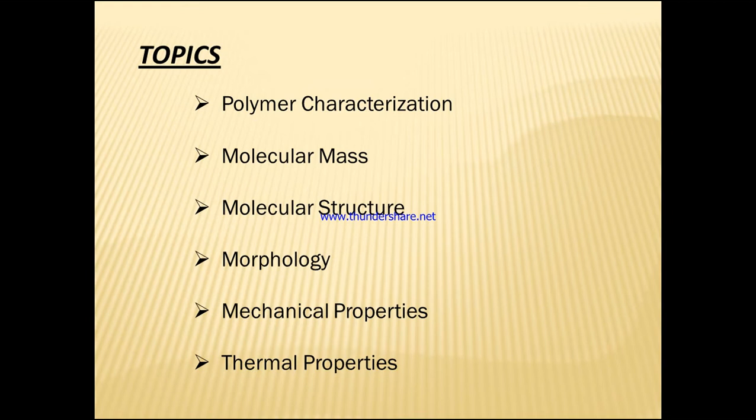In the same way, when we go for a nanomaterial, we look at morphology, or else mechanical properties and thermal properties. So when we talk about polymers, or films, or nanomaterials, we go for characterization using the molecular mass, the molecular structure, the morphology, the mechanical properties, or the thermal properties. To find out these properties, we go with different techniques that we call characterization techniques.